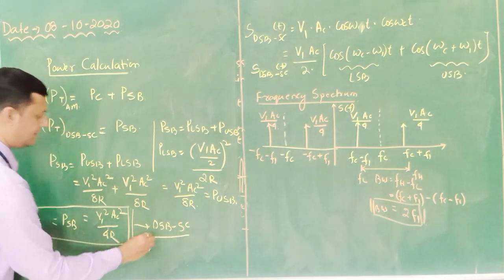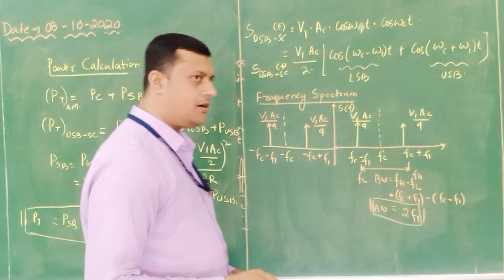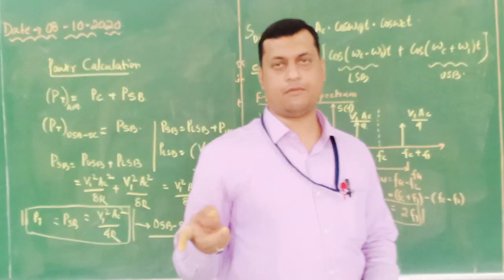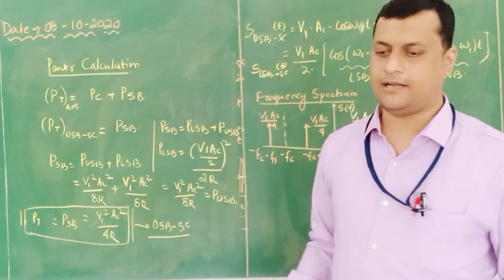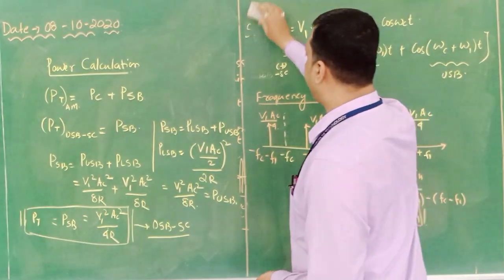DSB-SC signal. So this is the relation. Okay, so this is the relation for what? It is the power relation. Sideband power must be equal to transmitted power. And next we will calculate the efficiency.